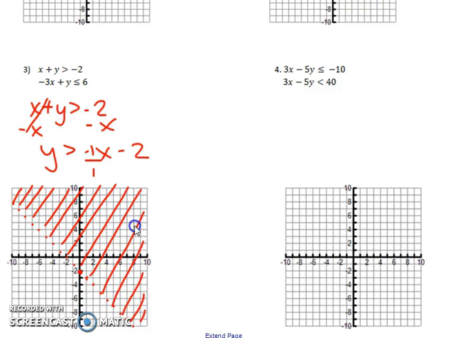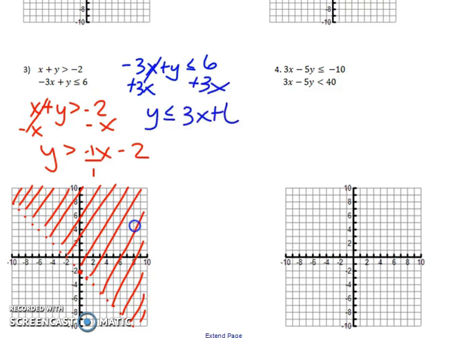Alright, now let me change this problem over here by adding 3x. So you'd have y is less than or equal to 3x plus a 6. So I'm going to graph it a 6. I would go up 3 and over 1, down 3 and left 1.